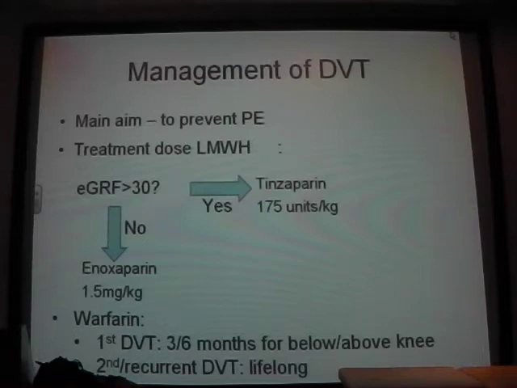And what you should do is treat them, I think guidelines say it's 5 days, but realistically you treat them until you put them on warfarin and the INR is therapeutic, so that'll be 2 to 3. And obviously if it's your first DVT, it'll be 3 to 6 months. I think it varies from place to place. I was always taught that if it's below the knee, it's 3 months treatment with warfarin. If it's above the knee, it's 6 months treatment with warfarin. But I think it does actually depend on the clinicians, to be honest. And if it's your second or recurrent DVT, it should be life-long warfarin.